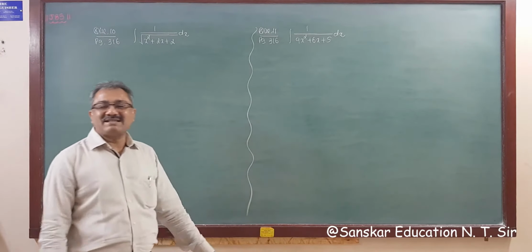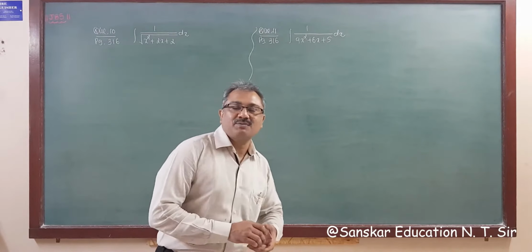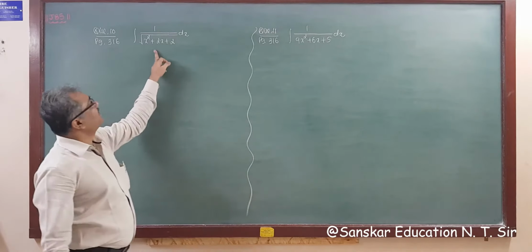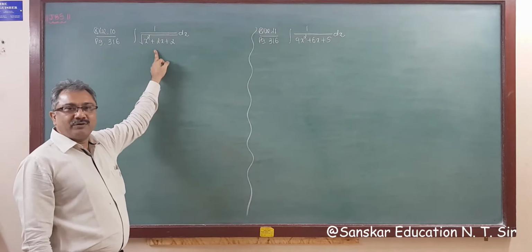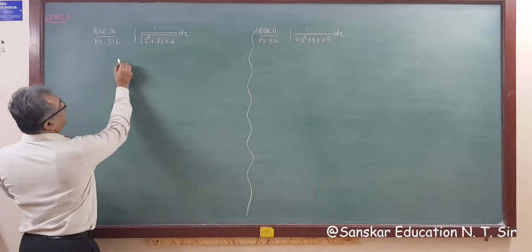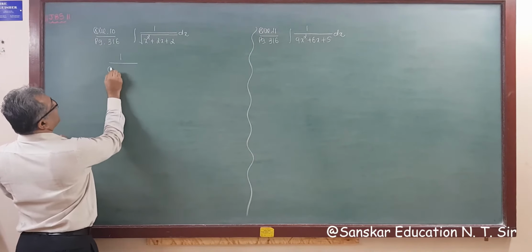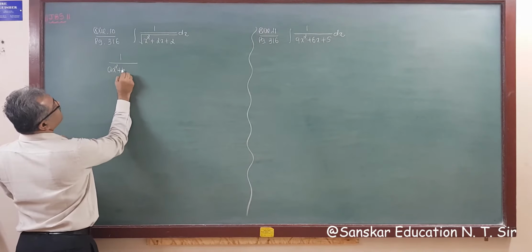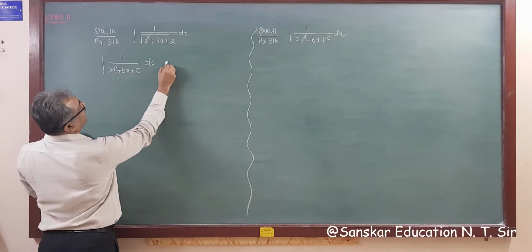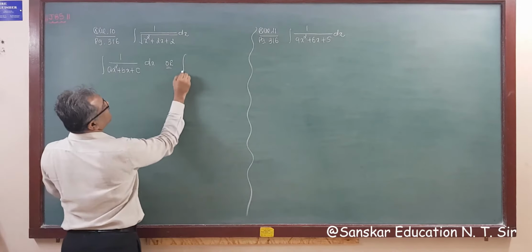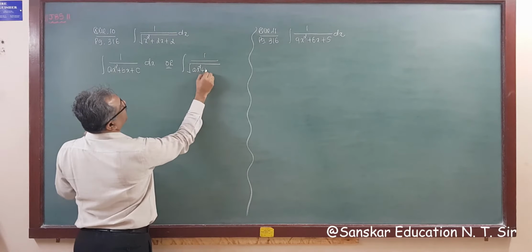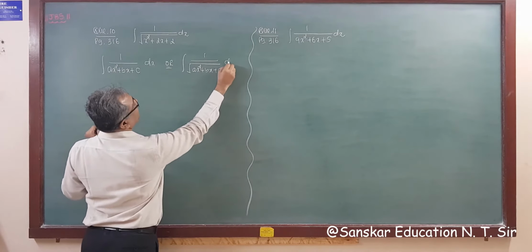So, as I told you, from the next lecture we will solve examples of quadratic form. The given example is in quadratic form. Now you know, if the given function is in quadratic form, that is 1 upon ax square plus bx plus c, this form, right? Either a given function is in the form 1 upon under root ax square plus bx plus c dx.